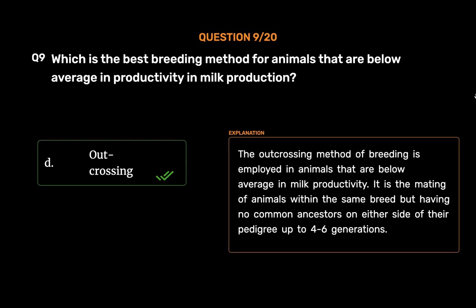Outcrossing. The outcrossing method of breeding is employed in animals that are below average in milk productivity. It is the mating of animals within the same breed but having no common ancestors on either side of their pedigree up to 4 to 6 generations.